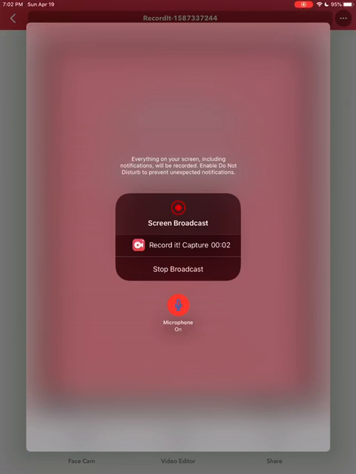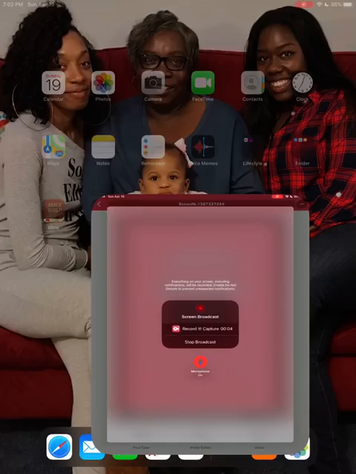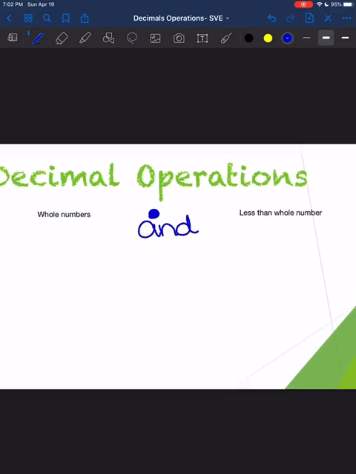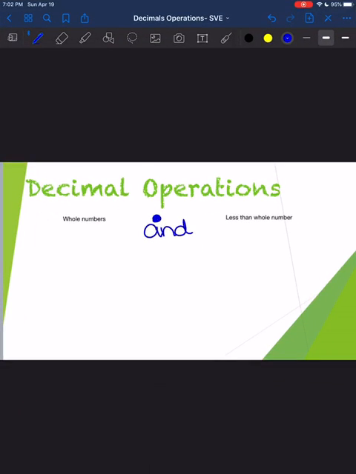Alright, boys and girls, let's go ahead and get started with our newest unit. So today we are going to be starting our new unit on decimal operations. In this unit we will learn how to add, subtract, multiply, and divide using decimals. Before we begin this new unit, let's discuss what we already know about decimals.